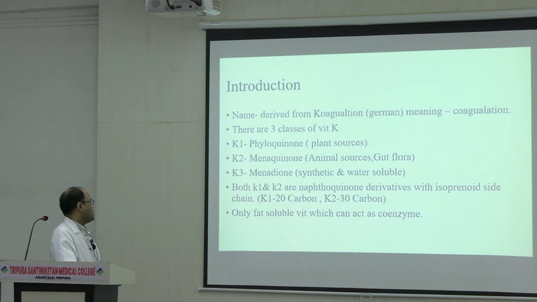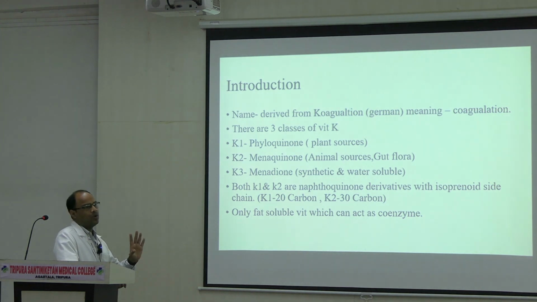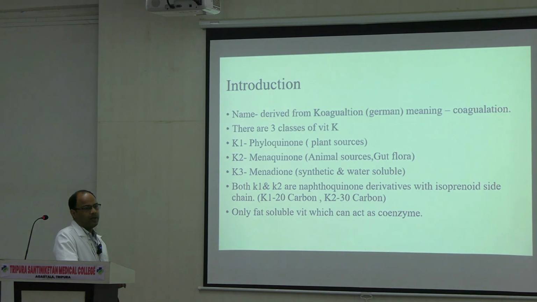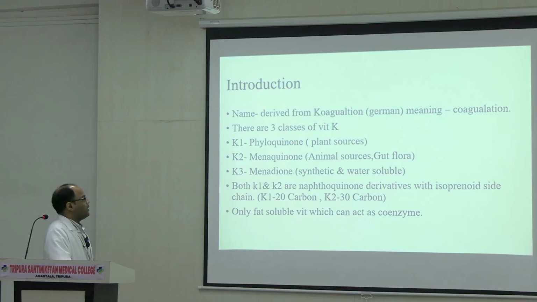Vitamin K3 is also called menadione. It is a synthetic form of vitamin K. It can be given in newborn children to prevent hemorrhagic disease of the newborn. It is almost routinely given to all newborn children, 0.5 to 1 mg intramuscularly after birth of the baby, to prevent neonatal hemorrhagic disease. And vitamin K is the only vitamin which works as a coenzyme.